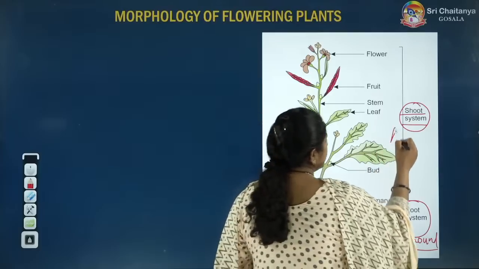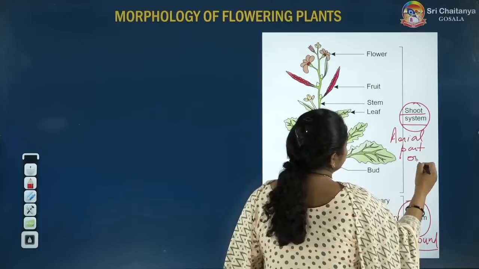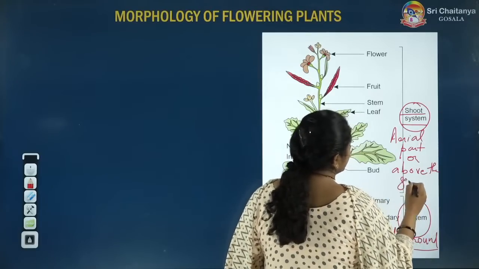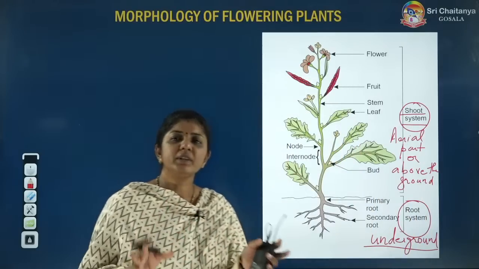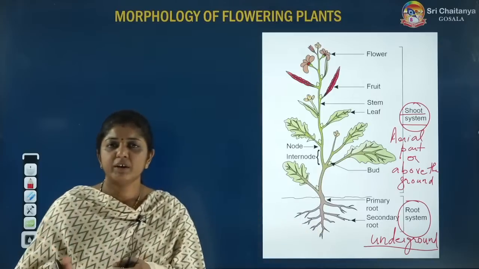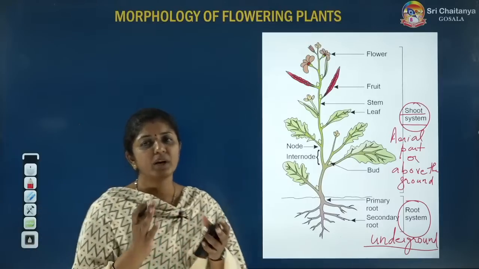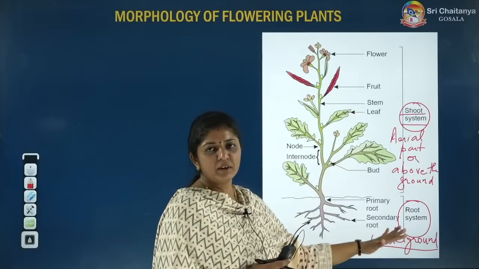So what is the shoot system? It is the aerial part, or you can say the part above the ground. This part you call the shoot system. Fine, this is a common thing you have been learning since childhood. So we are bridging, I repeat, your 10th standard with the upcoming chapter gradually, right? I hope you are understanding. So the shoot system is the upper part, the root system is the lower part.